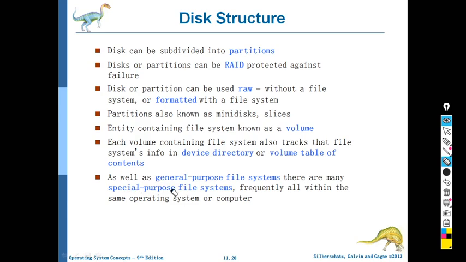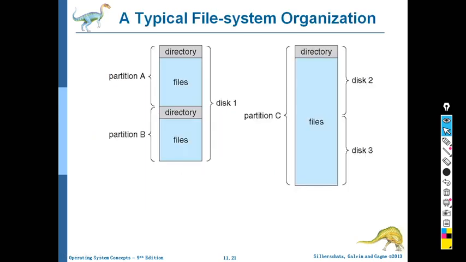As well as general purpose file systems, there are many special purpose file systems, frequently all within the same operating system or computer. A general file system is normally what we use to store and retrieve data. A special purpose file system is required if you are on a network or if you want to share your files.